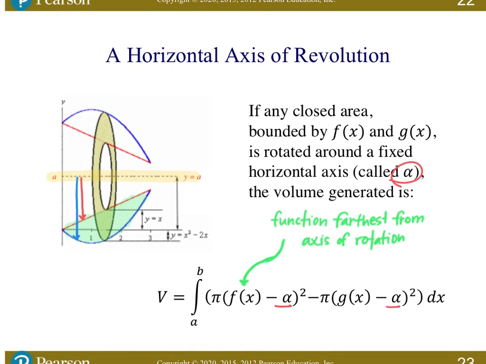So if we're setting this up, our parabola is going to be (x squared minus 2x minus alpha), which is whatever the axis of rotation is set to be, parentheses squared, pi. And then the g function is the one that's closer to the axis of rotation. In this case, it's simply the linear x, so (x minus alpha) quantity squared. And then the whole thing, of course, in dx with our bounds, and our bounds are 0 to 3.